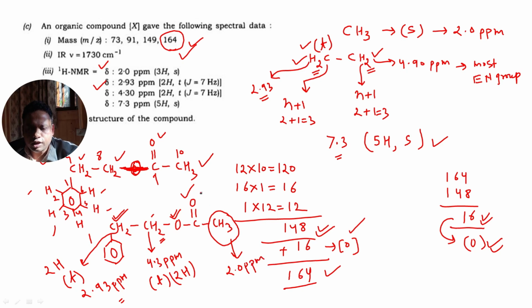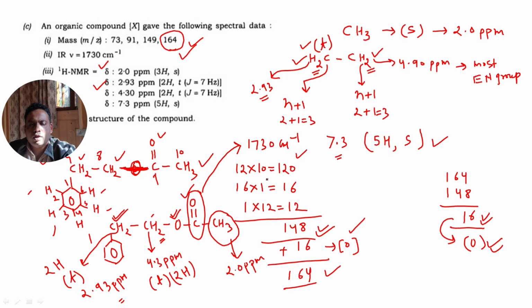And then you have this carbonyl group, which is reflected in the IR spectrum also at 1730 centimeter inverse. So this is the characteristic of the ester also. And then finally, if you want, you can look after 164.